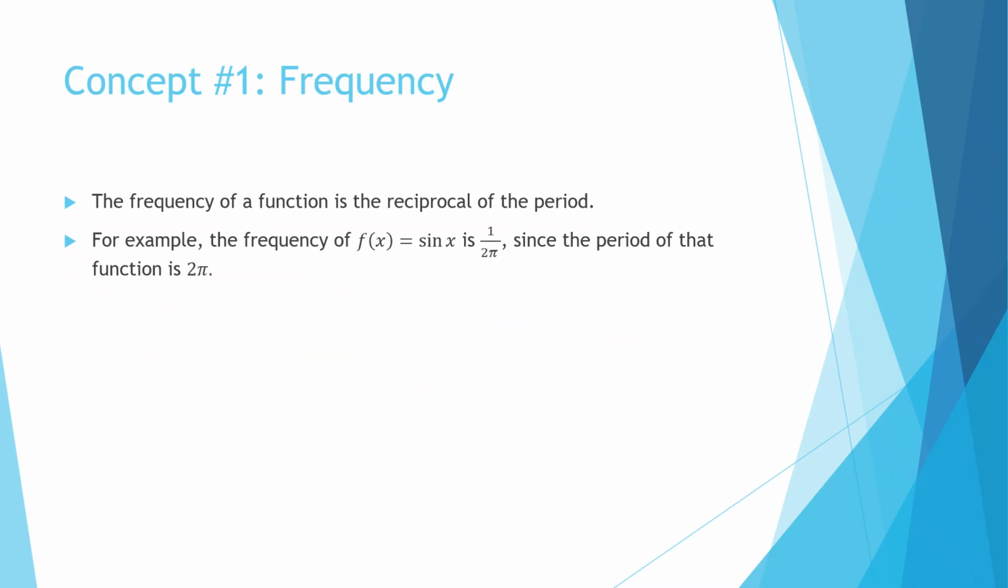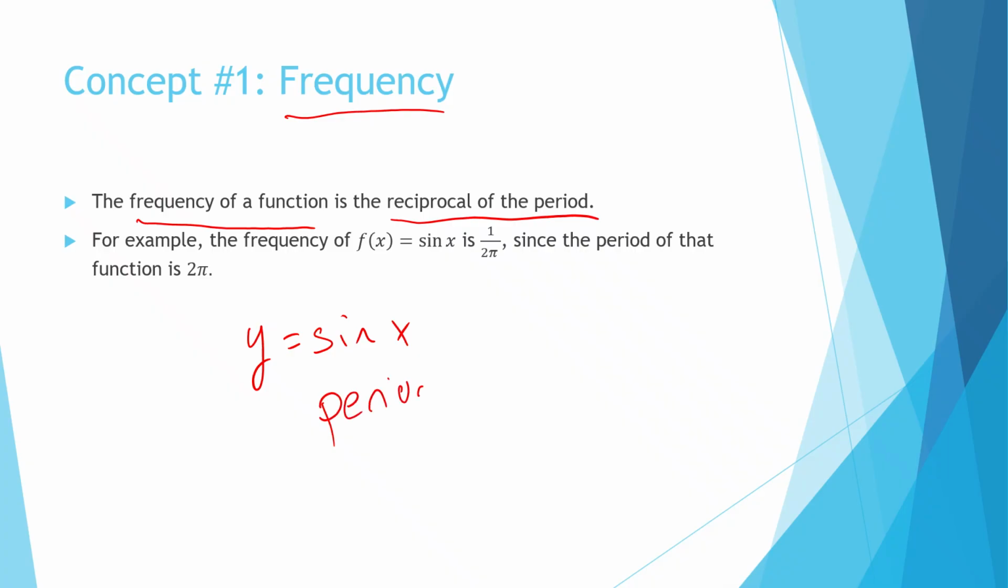So the first concept, this is new, is going to be frequency. Very rare that you will see this, but you could come across this as a multiple choice question. The frequency of a function is the reciprocal of the period. So don't get this confused with your b value, right? Your b value is something different than your frequency. For example, the frequency of just y equals sine x is 1 over 2 pi, because the period of this, our parent function, is going to be 2 pi, technically over 1. So then the reciprocal of 2 pi, or our frequency, is going to be 1 over 2 pi.